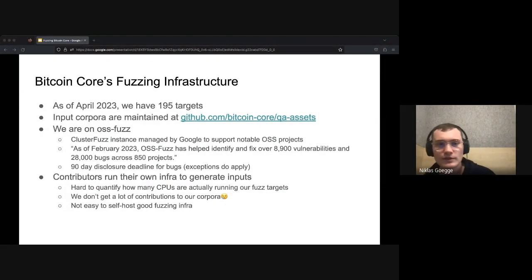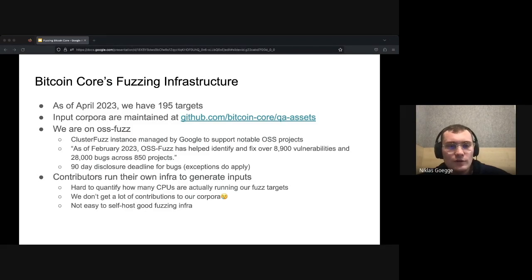Okay, so Bitcoin Core's fuzzing infrastructure: we currently have 195 targets, and our input corpora are maintained in the QA assets repo. I think the biggest contributor to our CPU is OSS-Fuzz, which is a ClusterFuzz instance managed by Google to support notable open source projects. ClusterFuzz is basically an infrastructure tool that allows you to fuzz at scale, where I think the entire cluster that Google is managing is like 100,000 VMs or something, which constantly fuzz various projects. As of January 2023, OSS-Fuzz had found 8,900 vulnerabilities and 28,000 bugs across 850 projects. So this speaks to the usefulness of fuzzing.